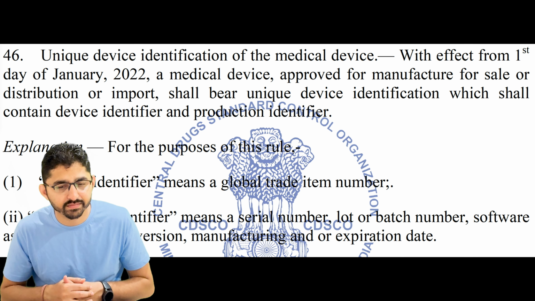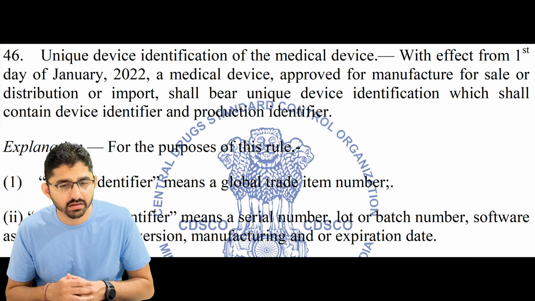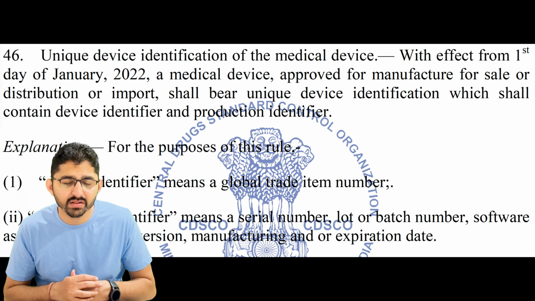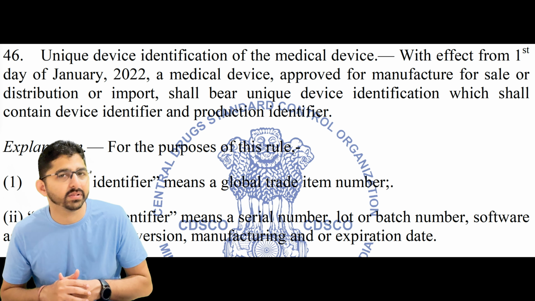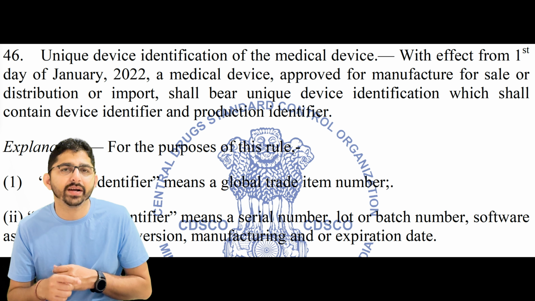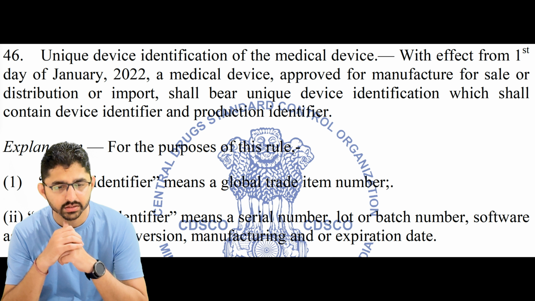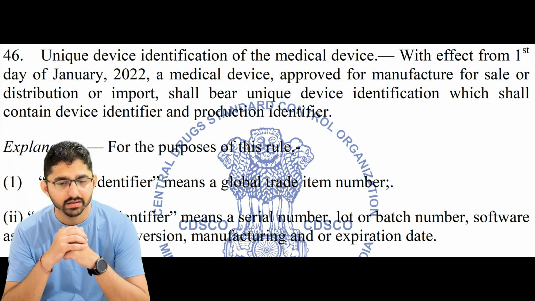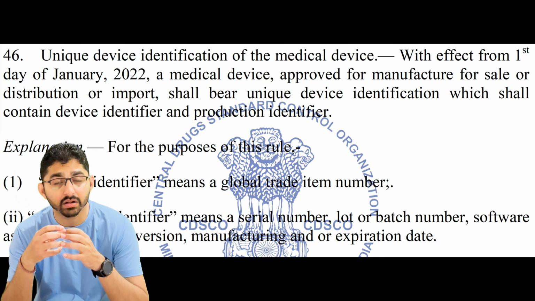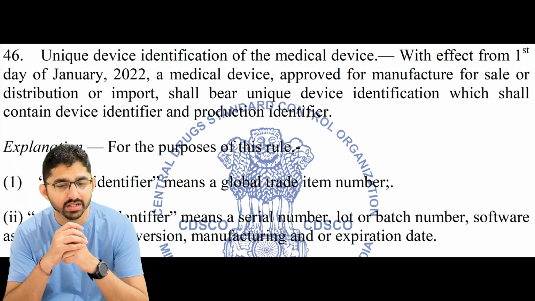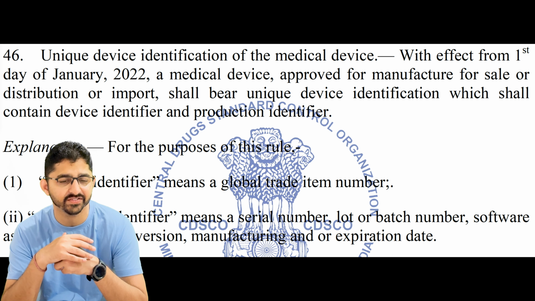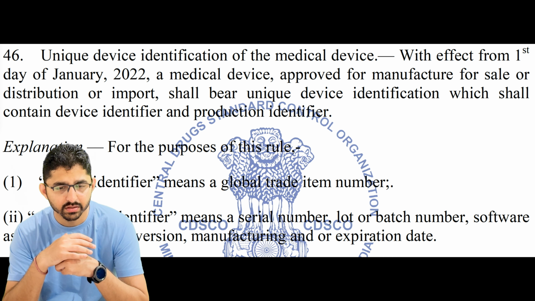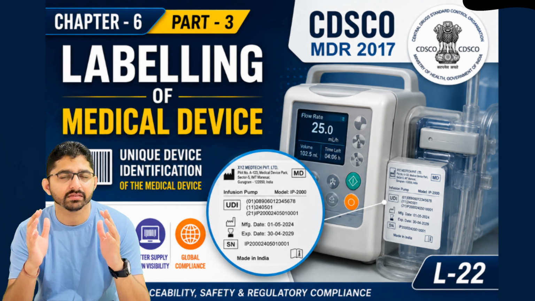So for the purpose of this rule, A, the device identifier will be a code which will be accepted globally, meaning a global trade identifier number. So it is a number by which you can trade your medical devices globally. B, a production identifier. It means a serial number, lot or batch number, software as a medical device version number, manufacturing or expiration date. These are the minimal information which should be captured in the production identifier, right? So I hope this is very clear.